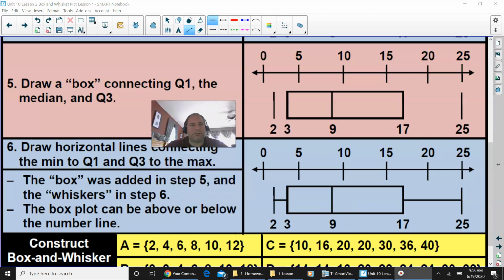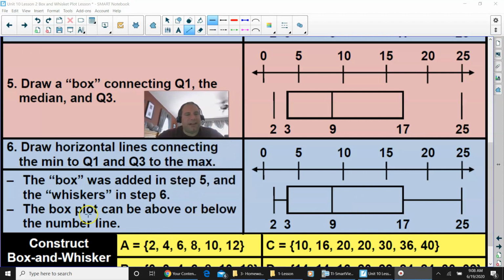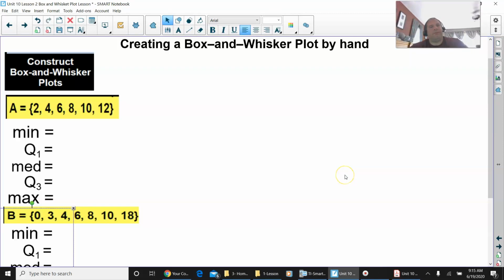All right, so let me just get my face out of the way. And the box plot could be above or below the number line. It doesn't matter. I always put it above and the numbers below. Like these numbers 0, I put it below. It's not really a big deal at all. All right, so we're going to create this by hand. We're not going to use the calculator at all. We are just going to create it by hand.